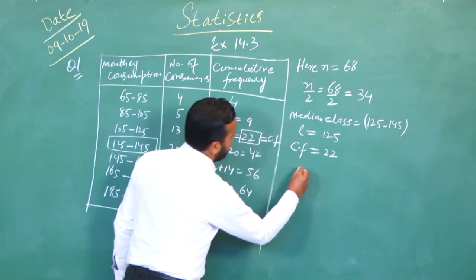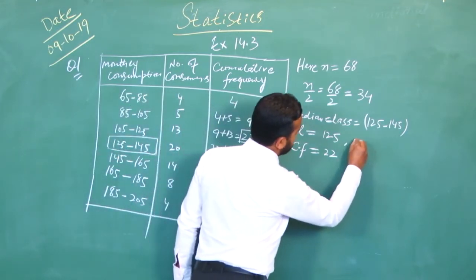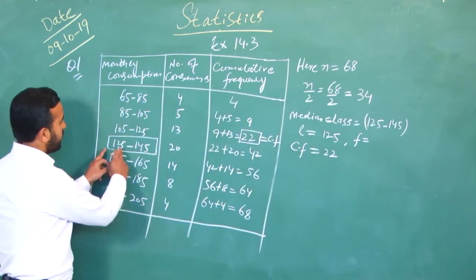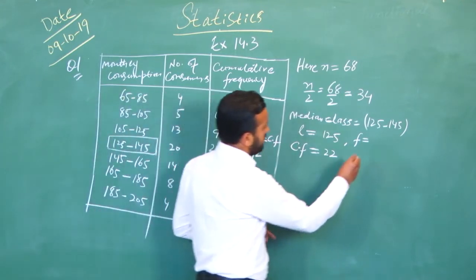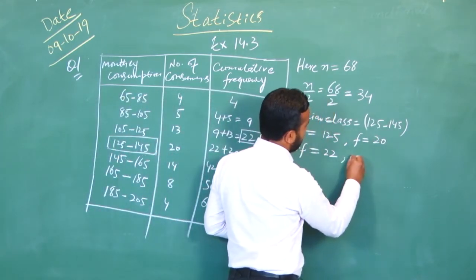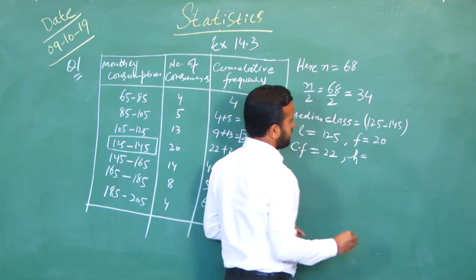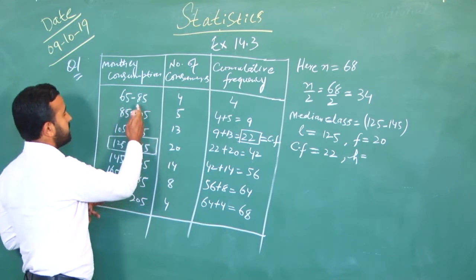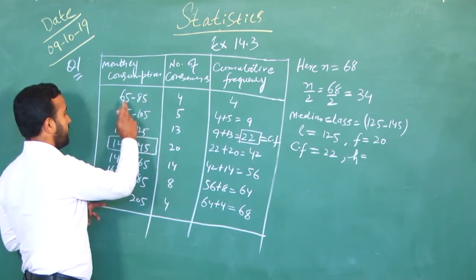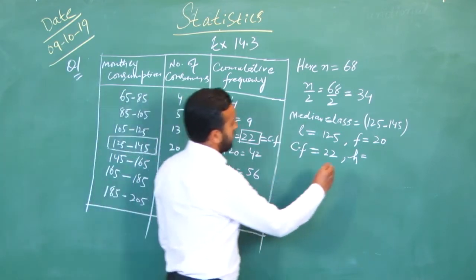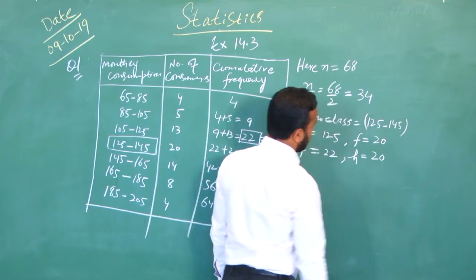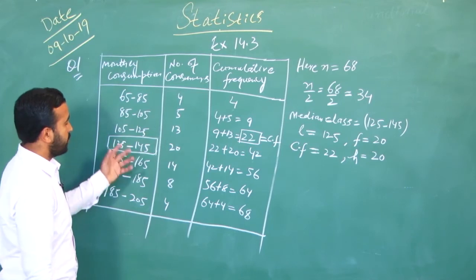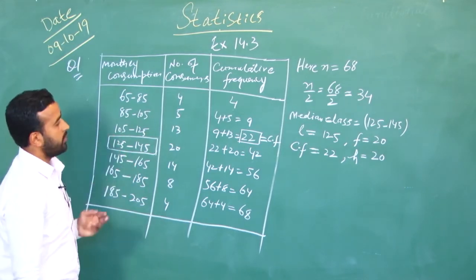And then F is also to be used. F is the frequency of the median class. You can see the frequency of the median class is here 20. And also we have to use the value of H in the formula. That is the class size of the groups. It can be obtained by subtracting the lower limit from the upper limit, that is 85 minus 65, which gives us 20. And it is uniform throughout the groups. Here we are discussing grouped frequency distributions with uniform class size.